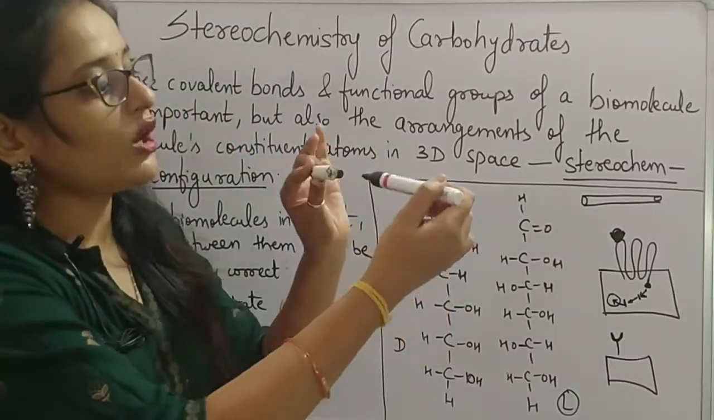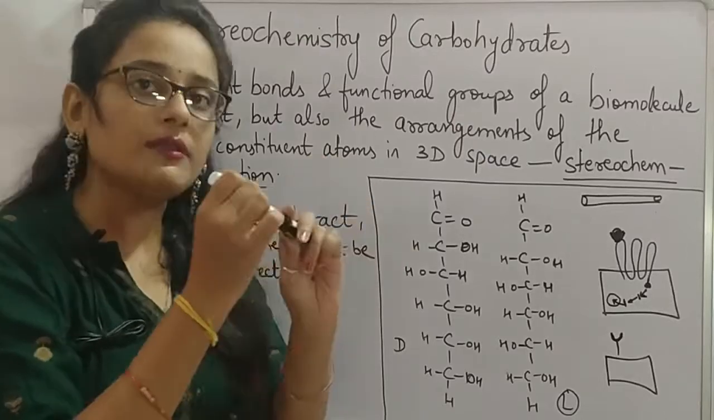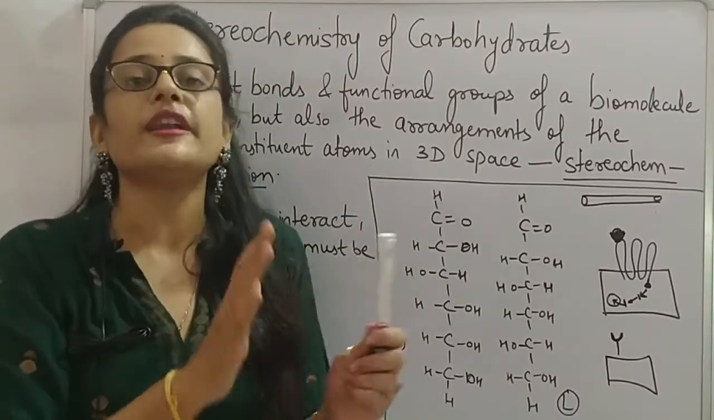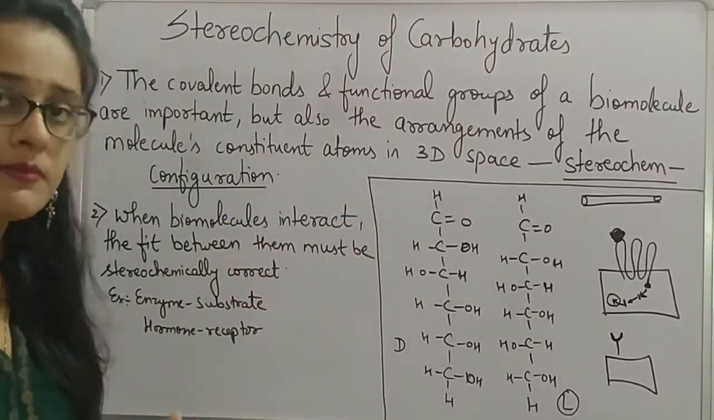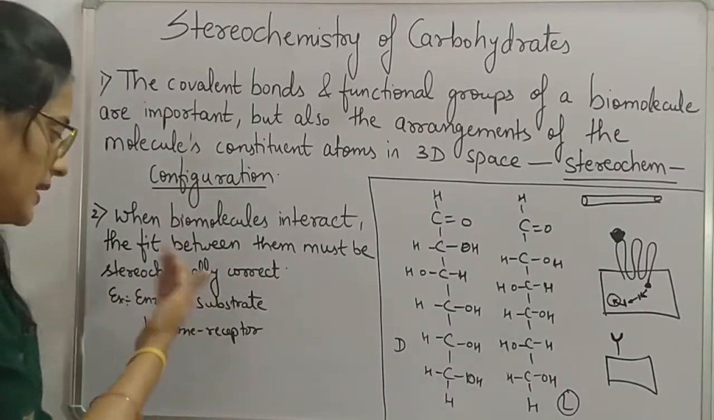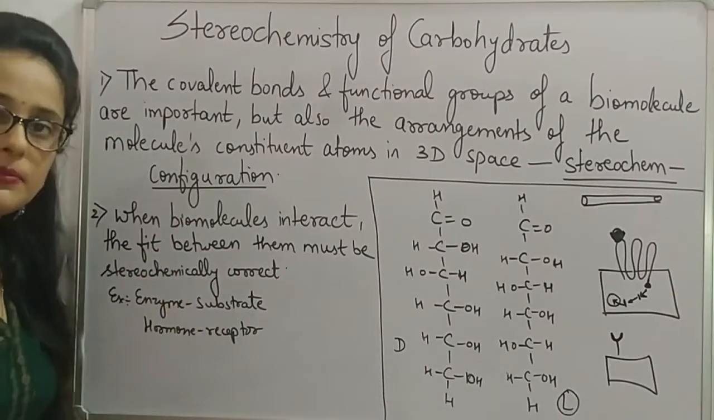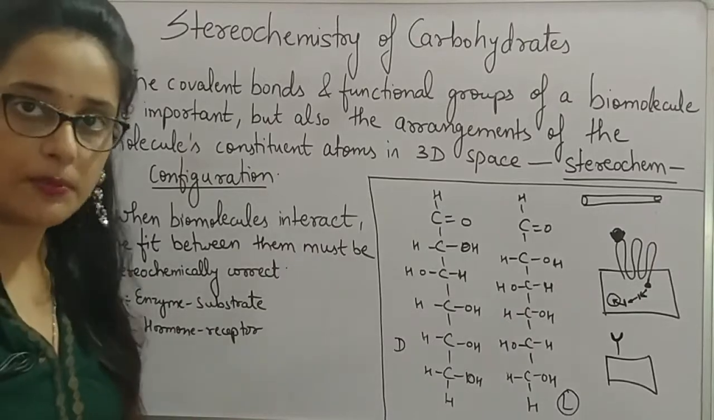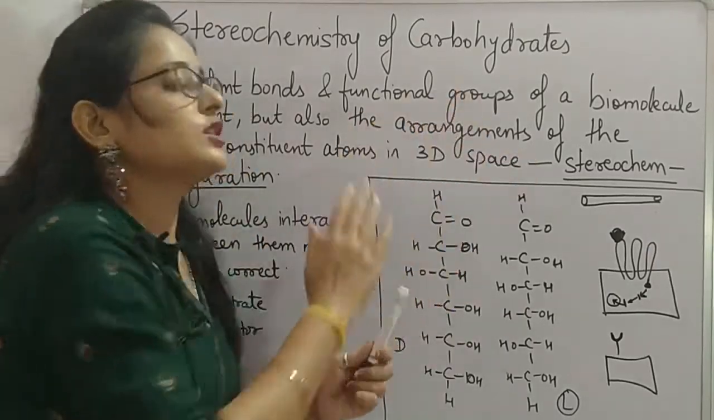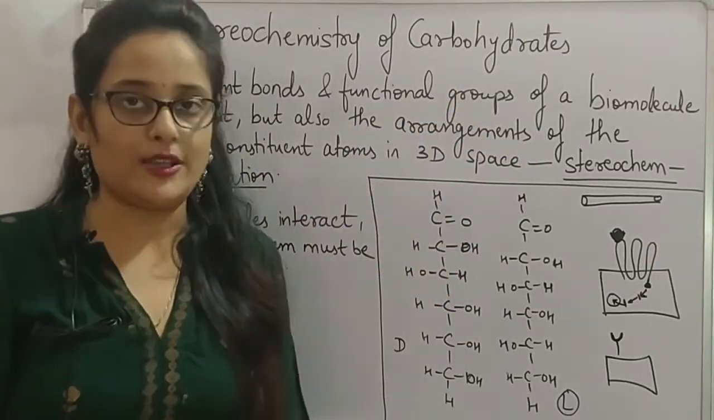Otherwise, this substrate will not fit with this enzyme. So we must be very much particular with the three-dimensional arrangement of the constituent atoms. For example, in case of enzyme substrate complex, in case of hormone receptor complex, this is of very much importance. In order to study stereochemistry, we should start with isomerism.